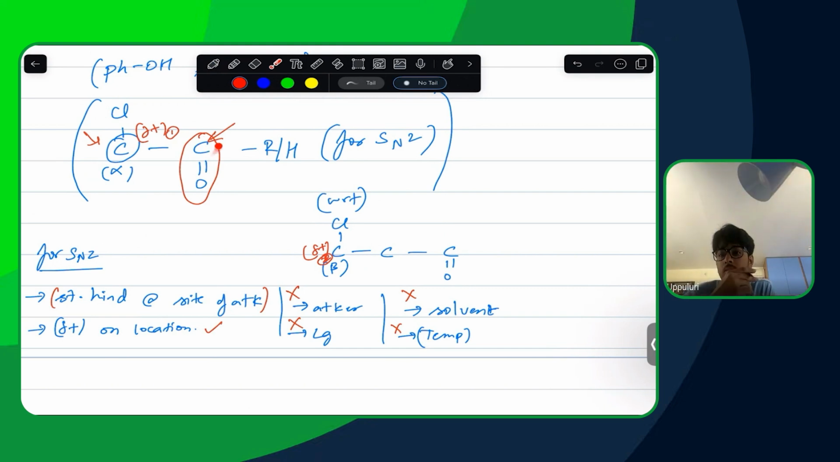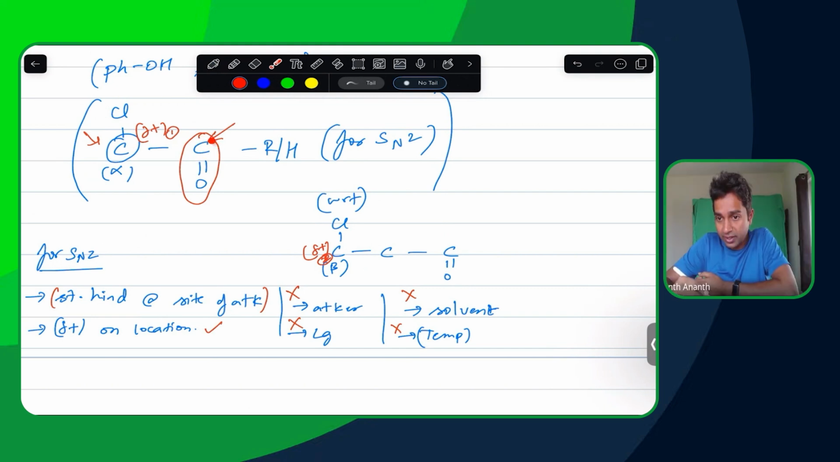Why? Because this location also has the same delta plus. The O is pulling, so it has a higher delta plus. Maybe. Right? So if nucleophilic addition is going to be a possibility, that will possibly be competing more.